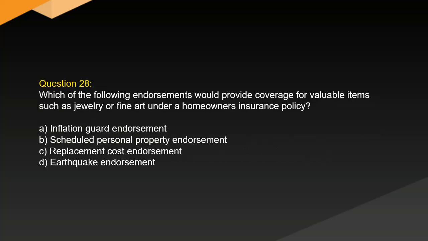Question 28. Which of the following endorsements would provide coverage for valuable items such as jewelry or fine art under a homeowner's insurance policy? A. Inflation guard endorsement. B. Scheduled personal property endorsement. C. Replacement cost endorsement. D. Earthquake endorsement.